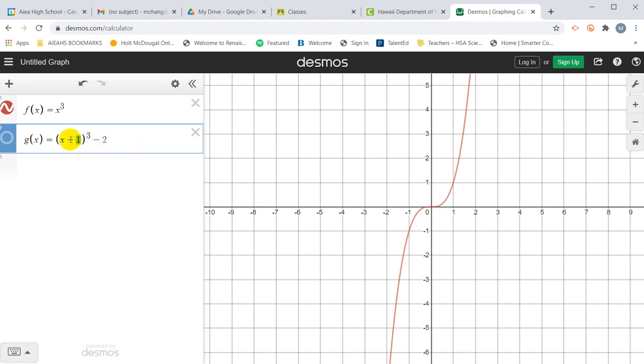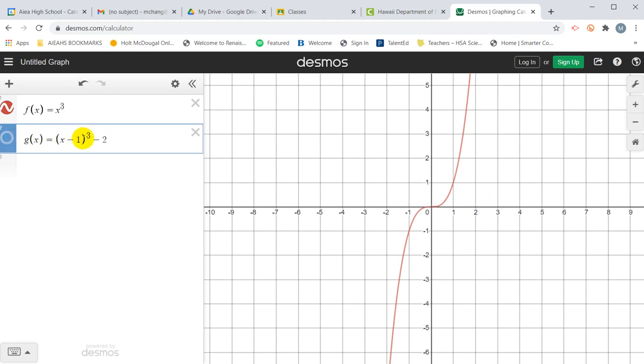And then this here, the -1 indicates, when we're manipulating the x's, that it's going to shift 1 unit to the right. So let's see. Yep, that's exactly what we have here. So if we consider our parent function, which is x cubed, this parent function is shifted 1 unit to the right and 2 units down based on what we see there.